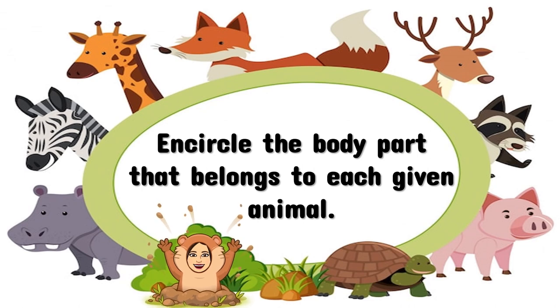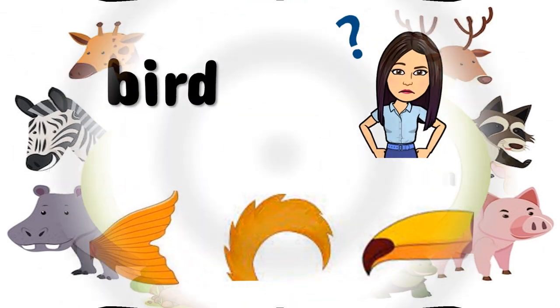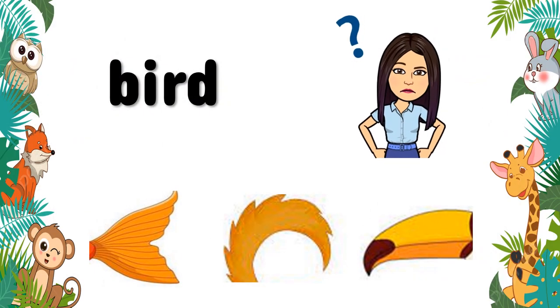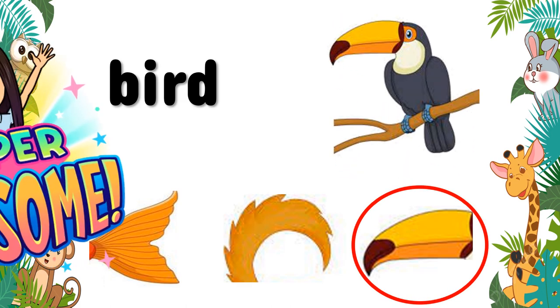Encircle the body part that belongs to each given animal. To actively participate in this activity, you may write your answer in the comment section. Bird. The body part that a bird has is beak.